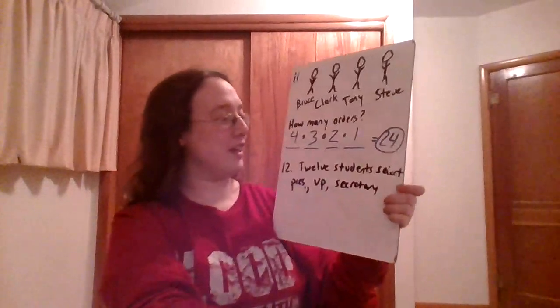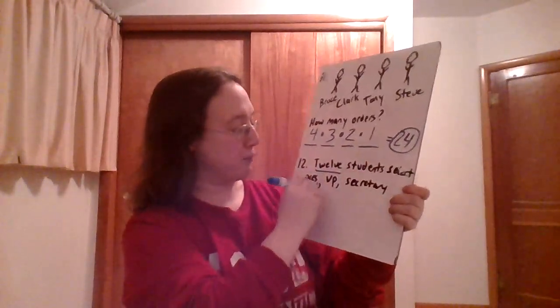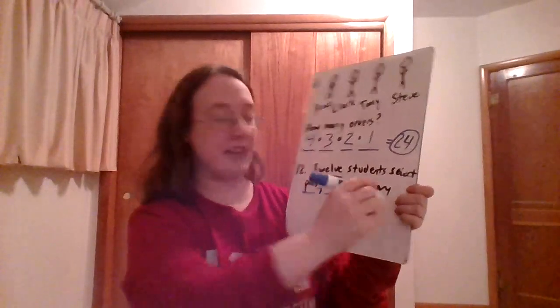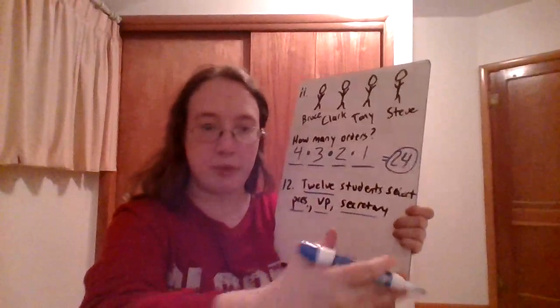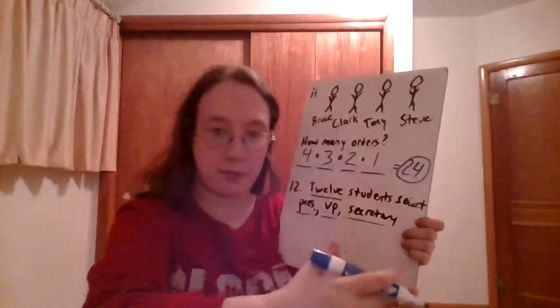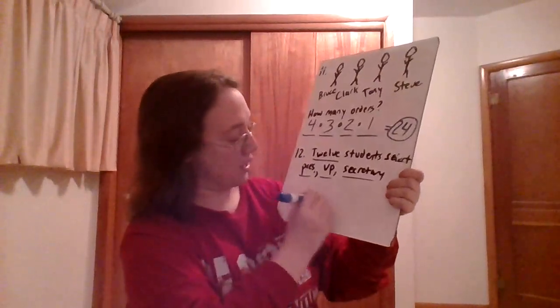Alright, and now we've got 12 students. And we want to select a president, a vice president, and a secretary. And we're assuming here, again, that we can't have repeats. So the same person can't be the president and the vice president and the secretary. So those have to be 3 different people. Okay, so we got 3 different spots.